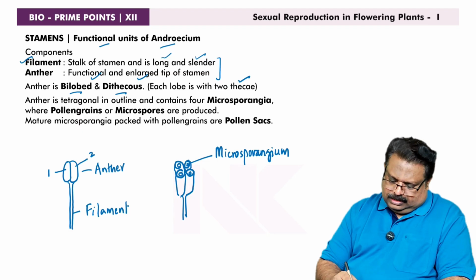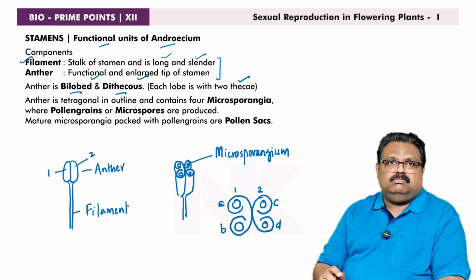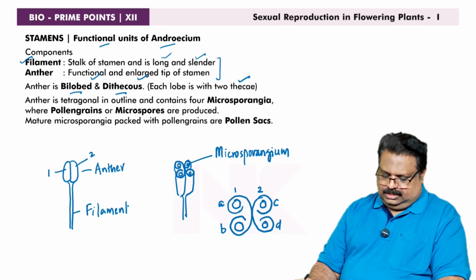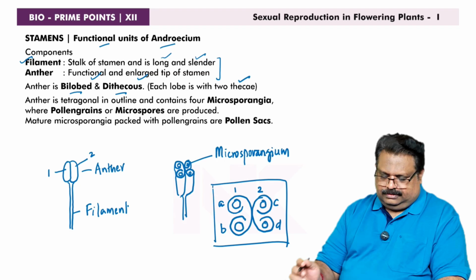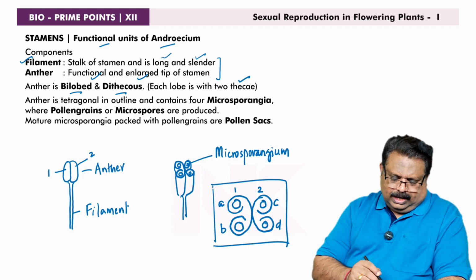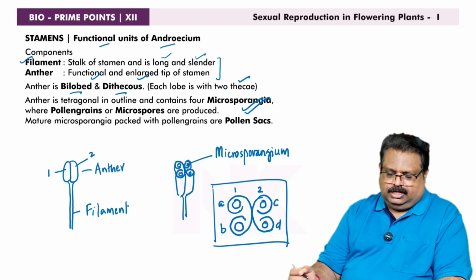We can draw another section, a larger view. This is one lobe having two chambers or two microsporangia, and this is the other lobe, again with two microsporangia. Since there are 4 chambers and each lobe has 2 chambers, it is called dithecous. So the total outline is tetragonal, 4-sided. So the anther is tetragonal in outline and contains 4 microsporangia.